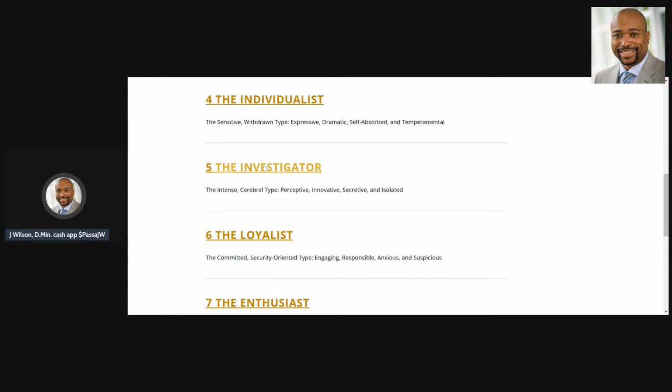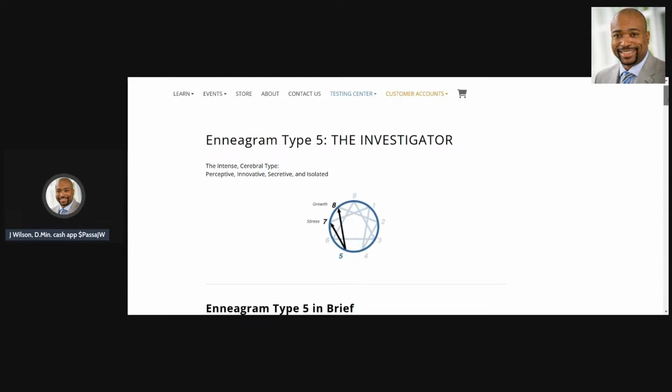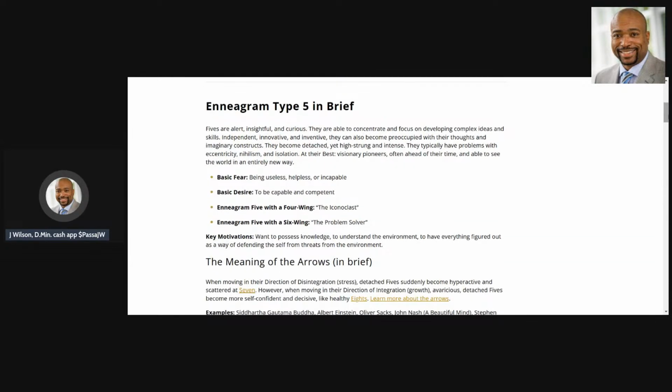Let's look at the investigator. Intense, the intense cerebral type, perceptive, innovative, secretive, and isolated. Fives are alert, insightful, and curious. They are able to concentrate and focus on developing complex ideas and skills, independent, innovative, and inventive. They can also become preoccupied with their thoughts and imaginary constructs. They become detached, yet high strung and intense. They typically have problems with eccentric nihilism and isolation.